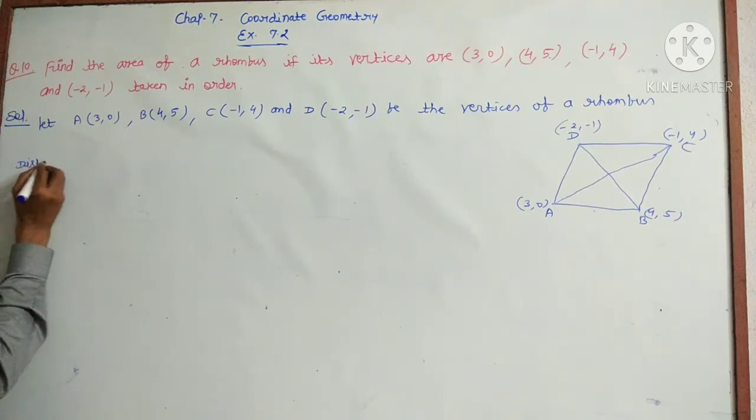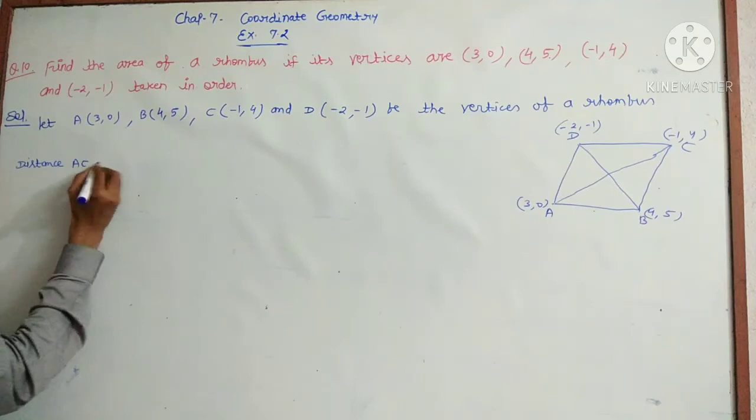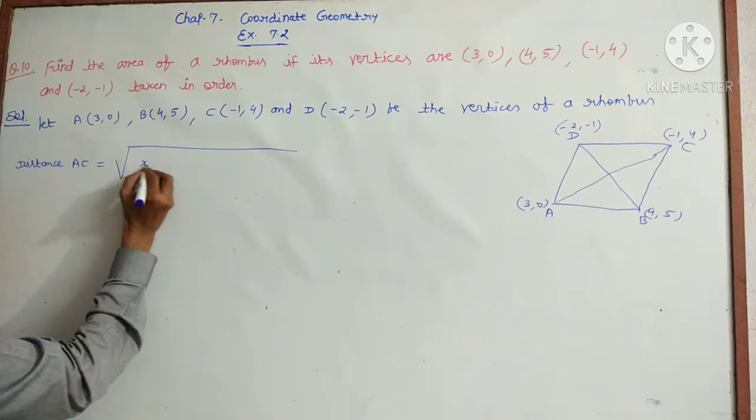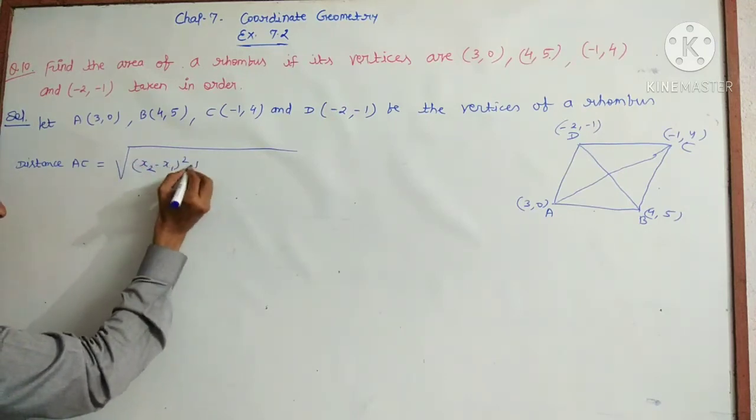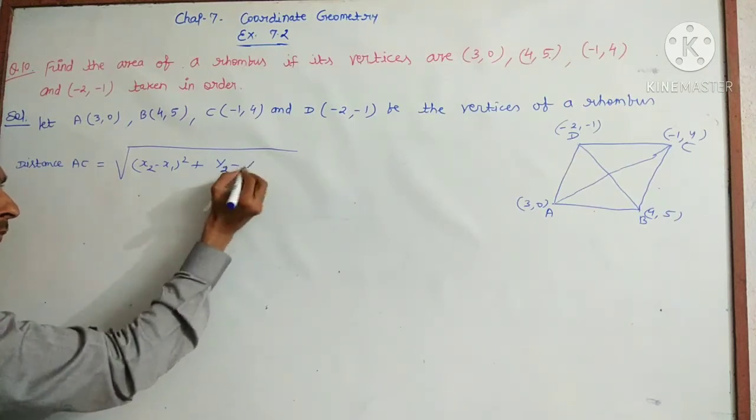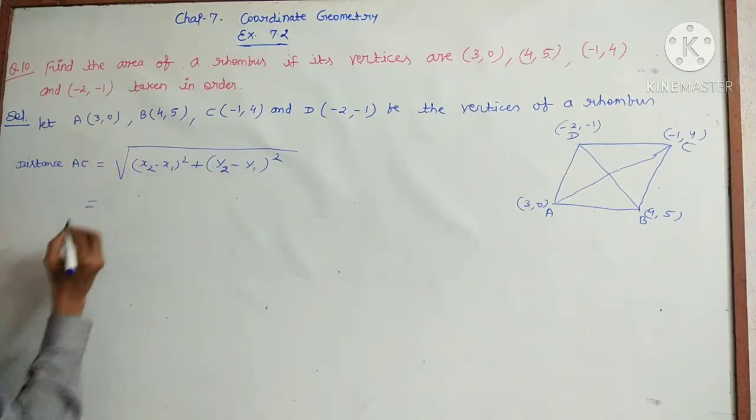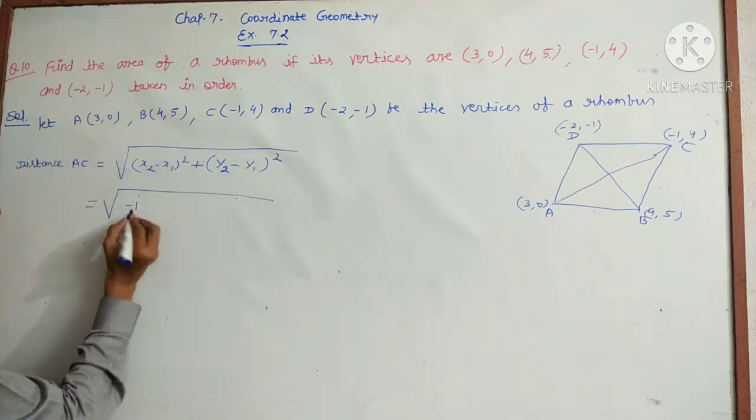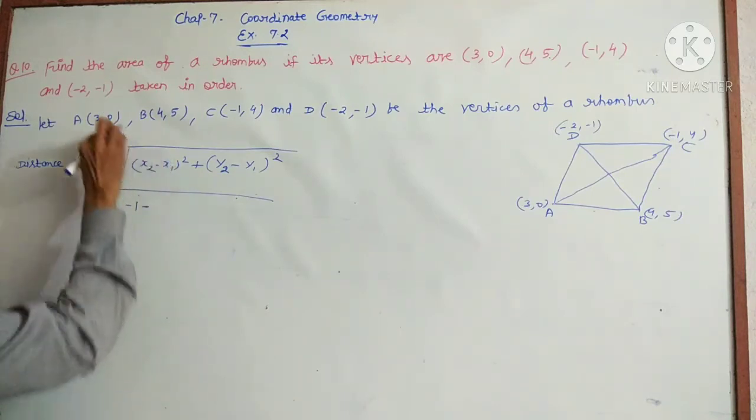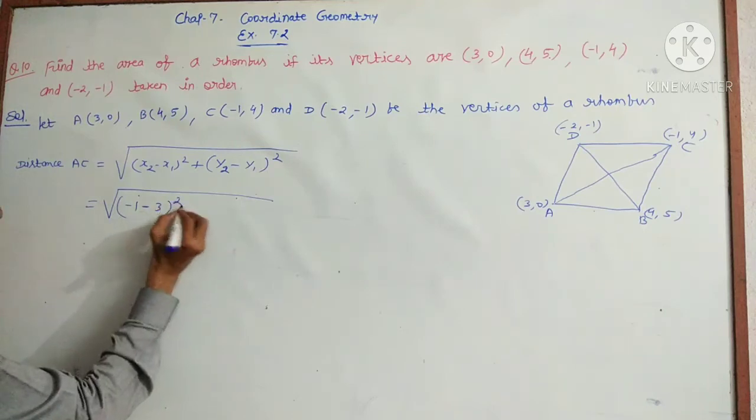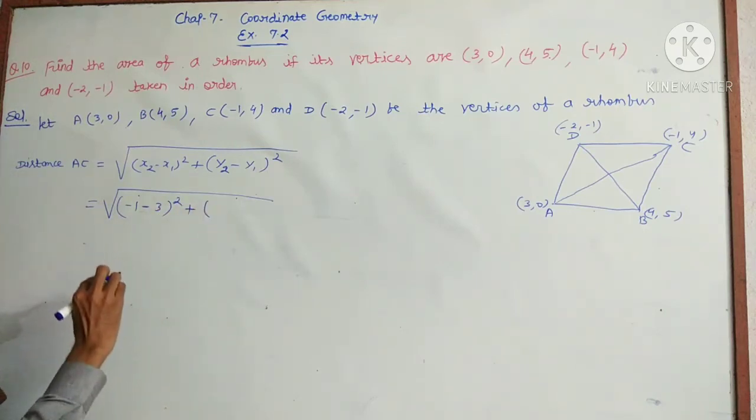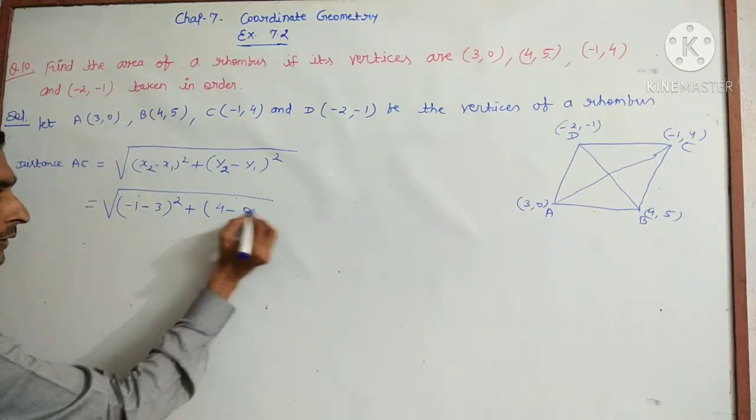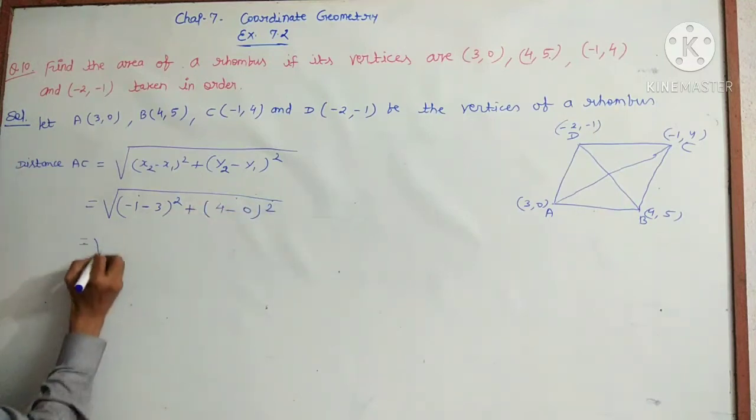Distance AC. So AC means under root (x2 minus x1) whole square plus (y2 minus y1) whole square. So AC means A value and C. So x2 means minus 1, and x1 value is 3, so minus 1 minus 3 whole square, plus y2 means here 4, 4 minus 0 whole square. So now you can solve this one.